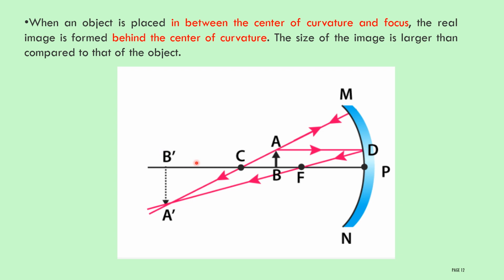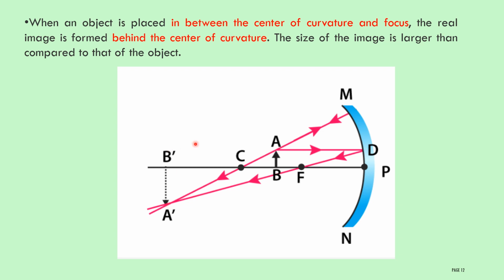Here also we will consider two rays. Listen here. This is AD. This ray is parallel to the principal axis, then it will pass through the principal focus, then it will reach the point A dash. Another ray is passing through the center of curvature; after hitting the reflecting surface, it will reflect back in the same path, then it will reach the point A dash. Both the rays will meet at a point A dash, therefore the image will form in this direction.